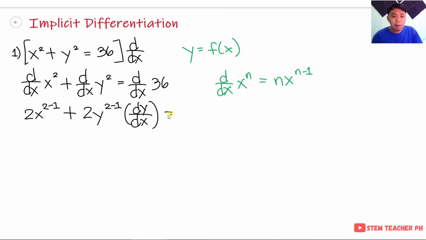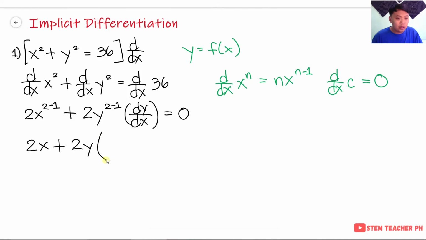Now, lipat tayo sa kabila, we have derivative of 36. Since 36 is just a constant, kapag kumukuha tayo ng derivative of a certain constant, that is just equal to 0. Kaya itong buong part na to will become 0. Now, we simplify our equation. We have 2, tapos 2 minus 1 is just 1, x raised to 1 or simply x, plus 2, tapos y, 2 minus 1 is just 1, y raised to 1 or simply y, and then multiplied to dy over dx. And then yung right side natin, this is equal to 0.